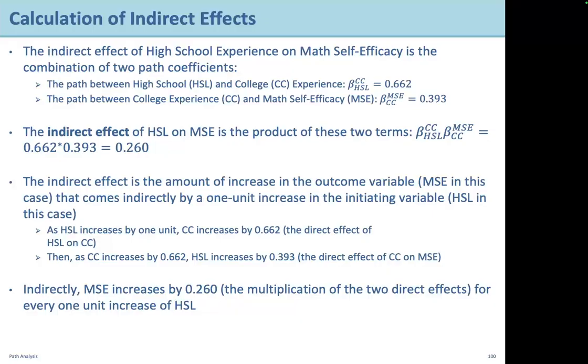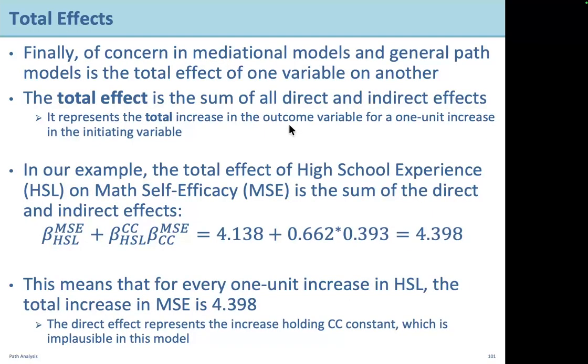Just no frills. As HSL goes up by 1 unit, CC goes up by 0.662, and as CC increases by 0.662, MSE increases by 0.393. That's where the product comes from. So that's indirect, but there's also total.